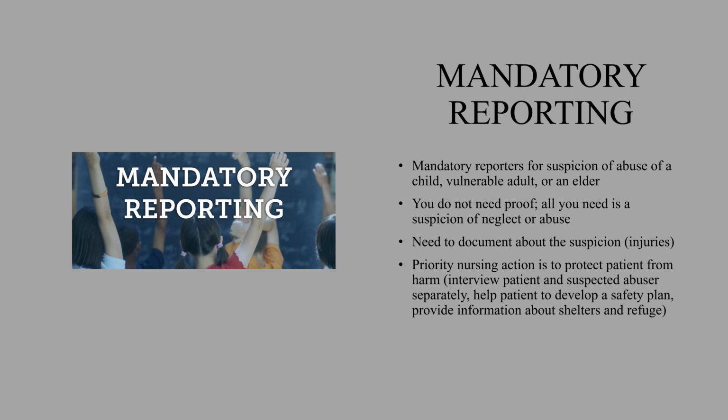Just know that nurses, we are healthcare professionals, and we are mandatory reporters. So we have to report any suspicion of abuse for a child, a vulnerable adult, or an elder person over the age of 65. So we do not need facts. Of course, we want to document everything that we see to help back up our suspicion, but all we need is a suspicion. So we don't need proof. We just need to document why we suspect negligence or abuse.